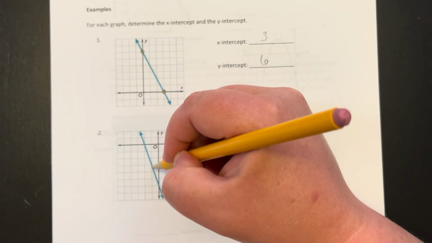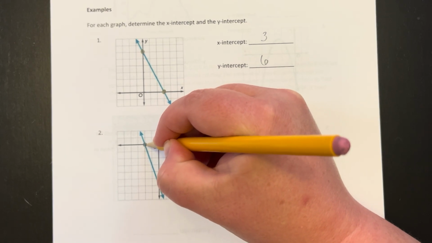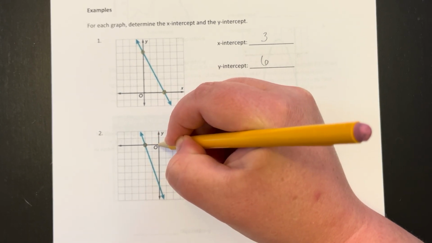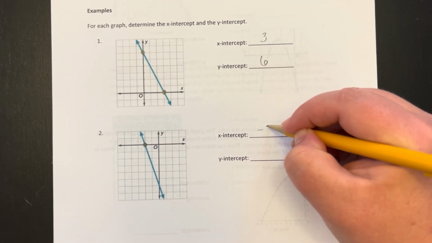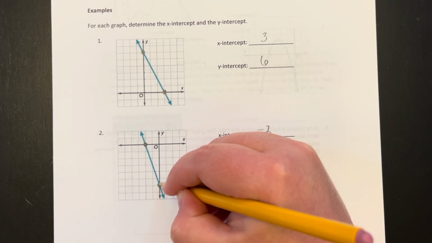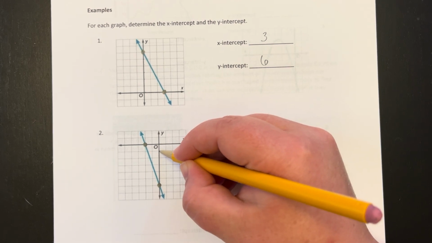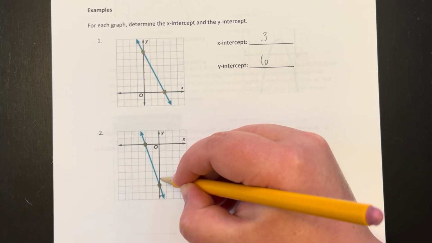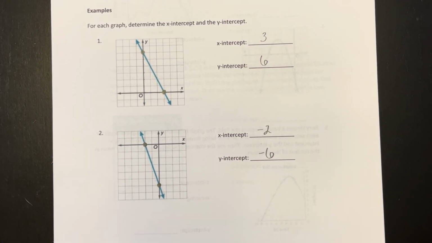So again, I have a linear graph. I have a straight line right here. It touches the x-axis right here. Now that's to the left of the origin, which means it's going to be negative. So that's -1, -2. And the y-intercept is down here. So from the origin, again, we're going down this time. So that means my y-intercept is also going to be negative. -1, -2, -3, -4, -5, -6. So my y-intercept is -6.